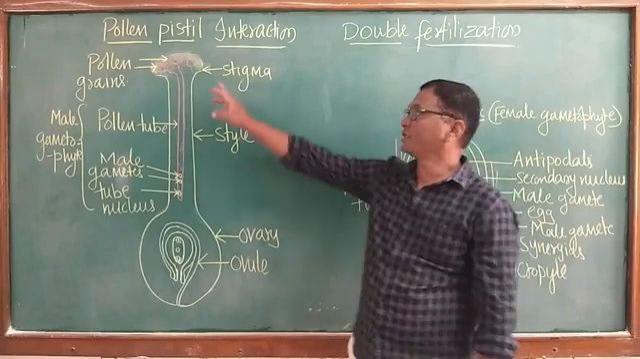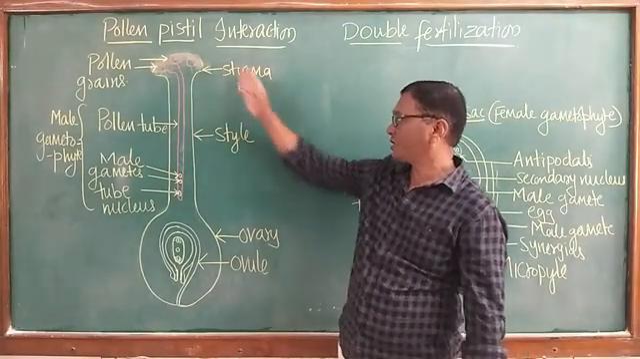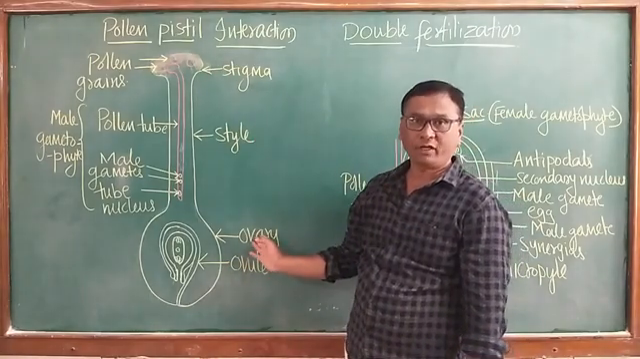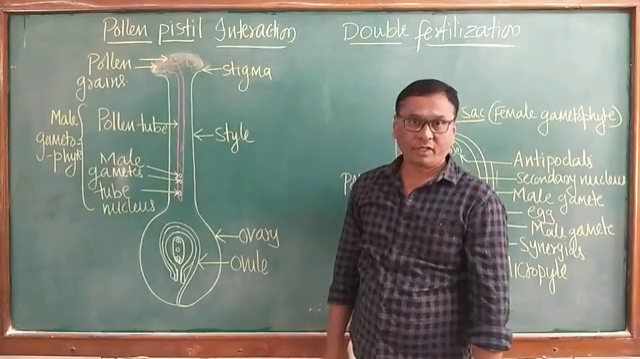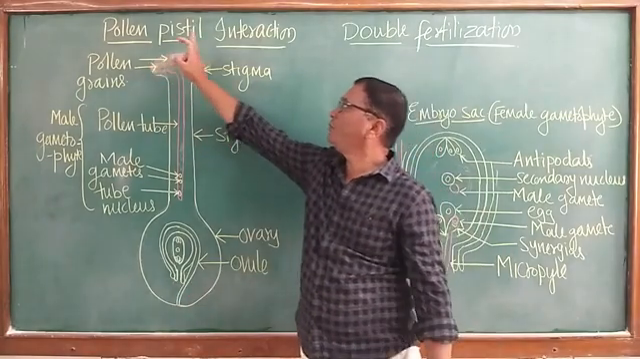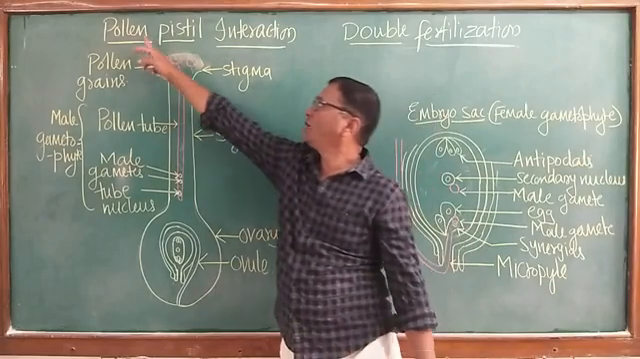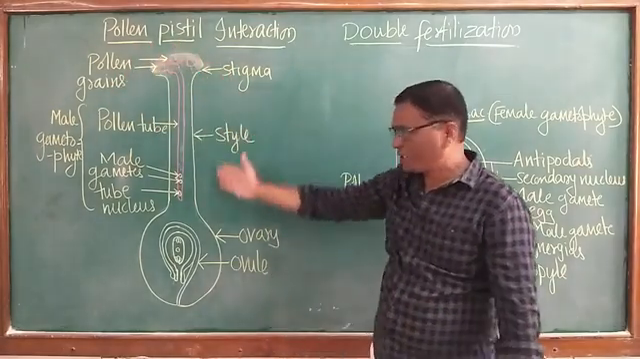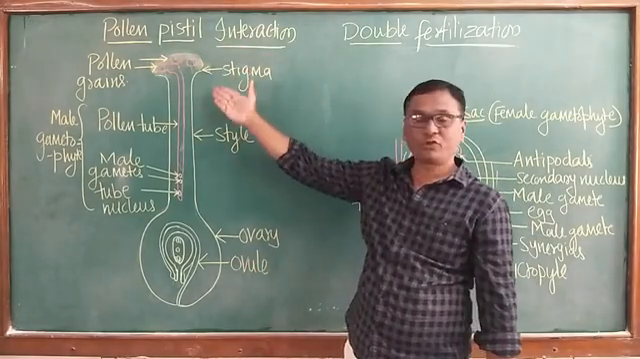Now what happens when the pollen grains come on the carpel? The stigma, style and ovary are the parts of a typical carpel. What happens to these pollen grains? It is to be studied in pollen pistil interaction. Pollen refers to pollen grain, pistil refers to ovary, style, stigma, and their interaction is to be studied here.